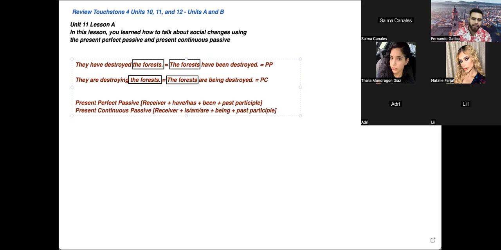I'm going to give you some active sentences and you change them to the passive. Guys, what would be "They are cutting the cheese"? It's a funny sentence. They are cutting the cheese in the passive voice. The cheese. The cheese.